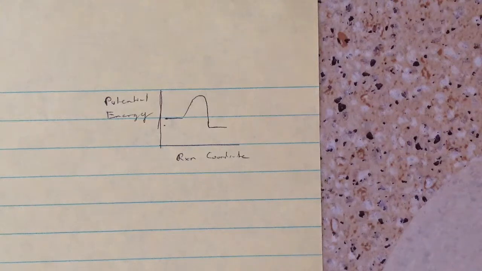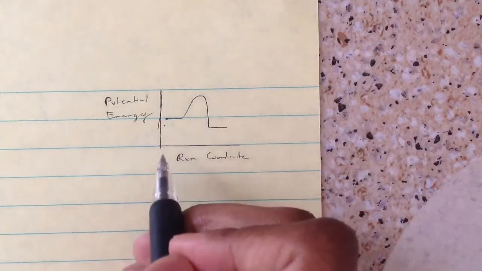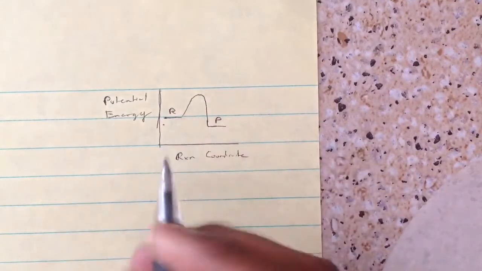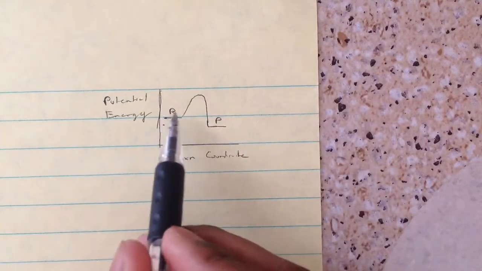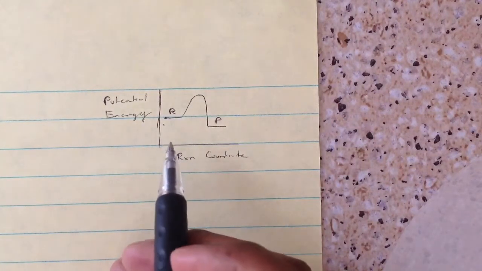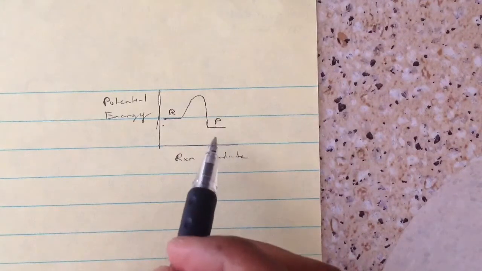Okay, so this is just the definition of activation energy. All this graph is showing is that on this side are the reactants, right? And then this side is the products. So what happens is, all a chemical reaction is a bunch of molecules hitting each other hard enough so that they become products.